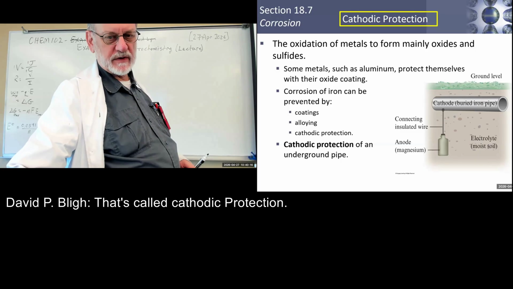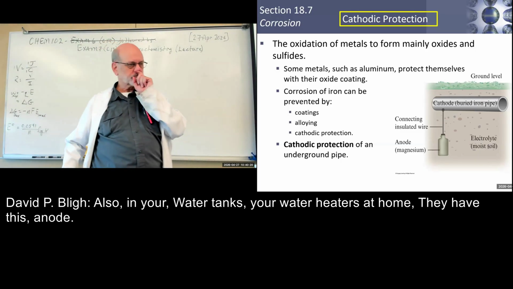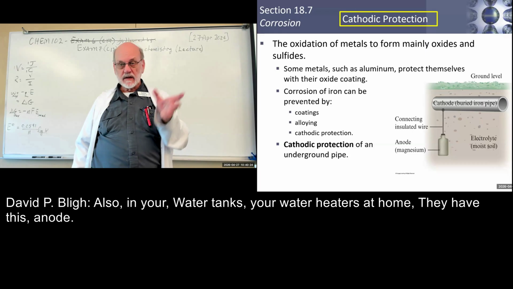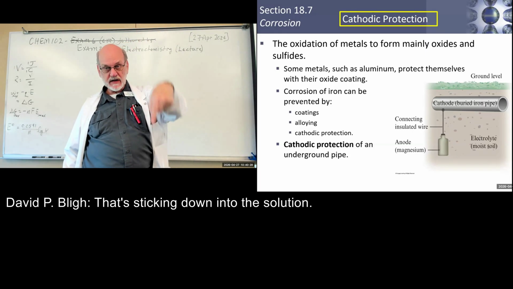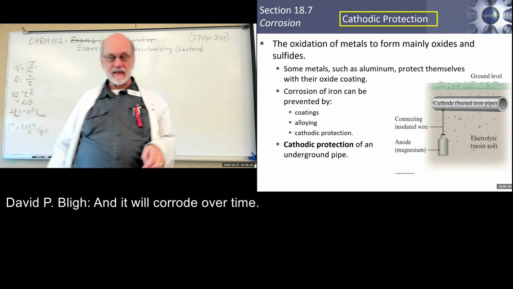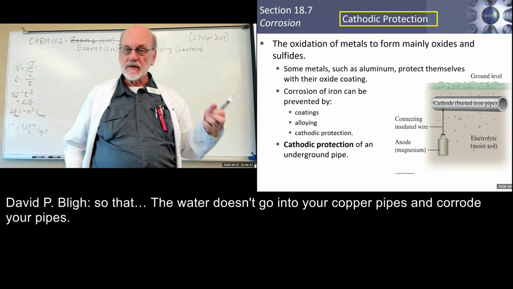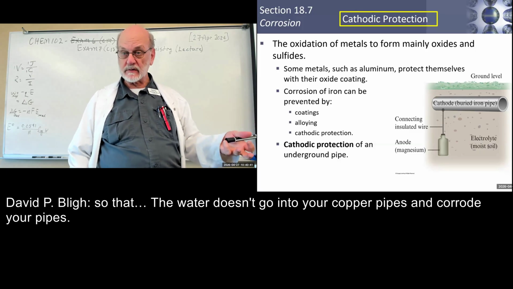That's called cathodic protection. Also, in your water tanks, your water heaters at home, they have this anode that's sticking down into the solution, made out of aluminum. And it will corrode over time, so that the water doesn't go into your copper pipes and corrode your pipes.